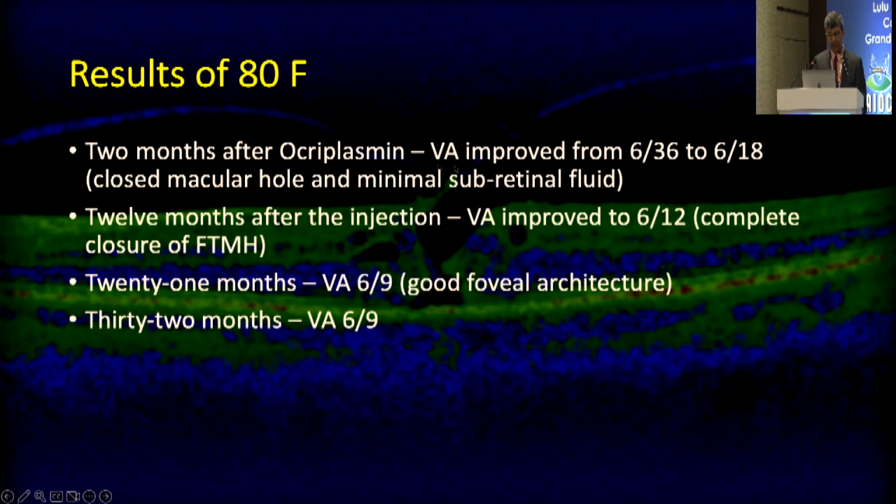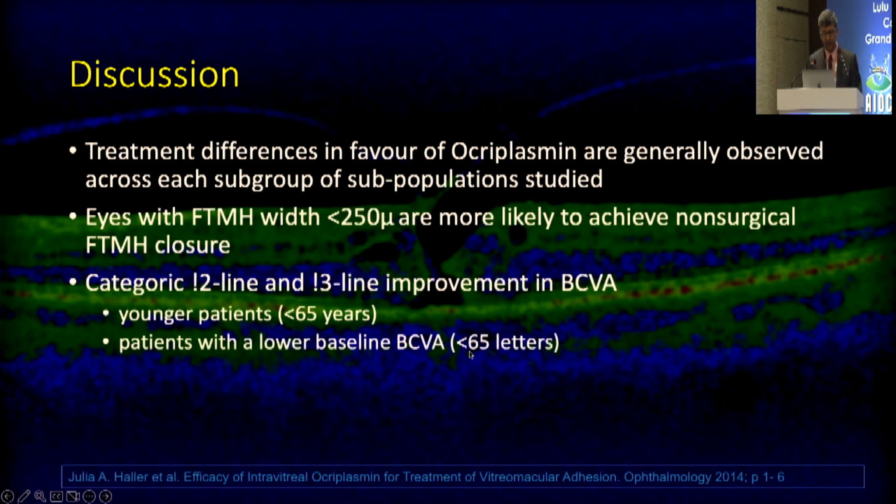Second lady, 2 months after ocriplasmin, the macular hole closed, there was minimal subretinal fluid, and vision improved from 6/36 to 6/18. 12 months after the injection, dramatic improvement to 6/12 with elimination of the subretinal fluid. And at 21 months and 32 months, visual acuity further improved to 6/9 with normal foveal architecture.